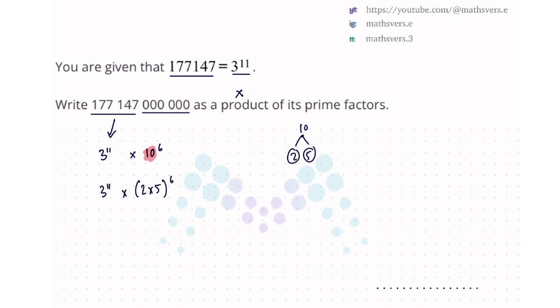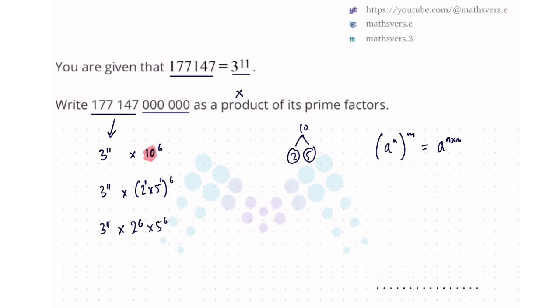So when I have a bracket, I have a power inside the bracket. When you don't have a number, just write the number 1 over there. I have a power inside the bracket and a power outside the bracket. If I use these rules of indices, a to the power of n to the power of m is equal to a to the power of n times m, then I have to multiply the powers together. So this becomes 2 to the power of 6 times 5 to the power of 6.